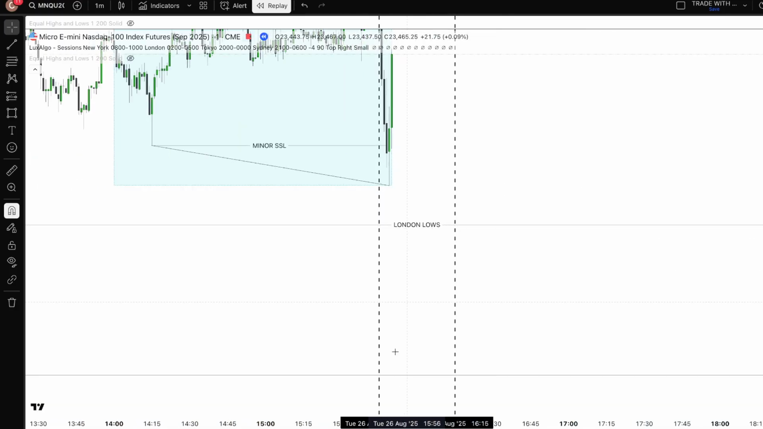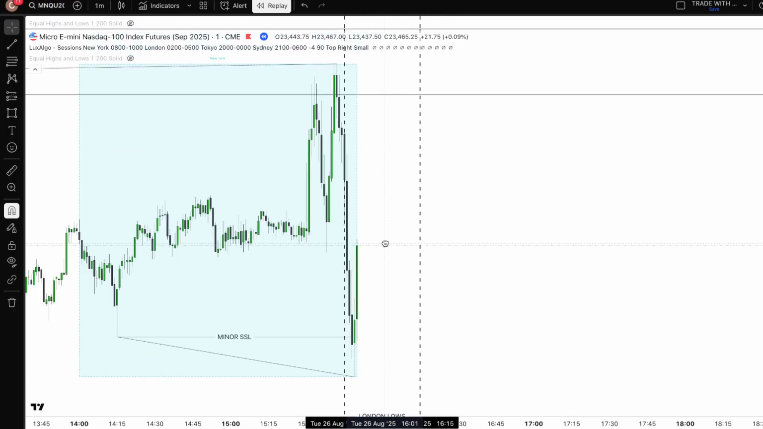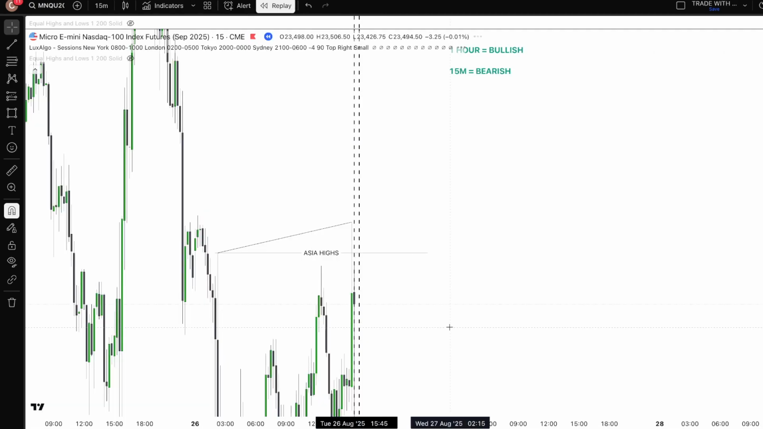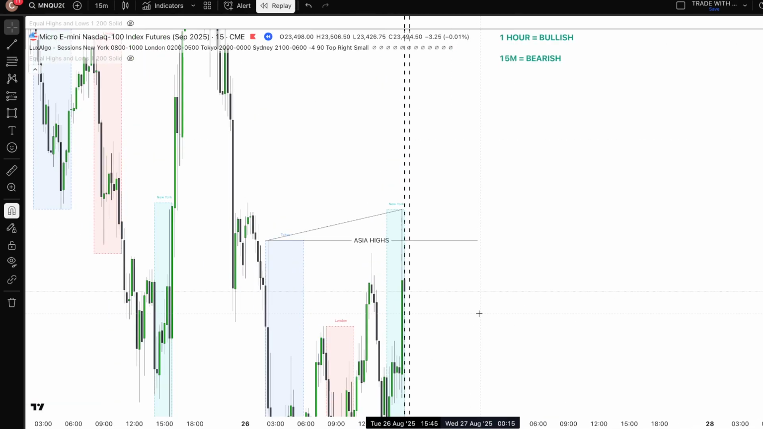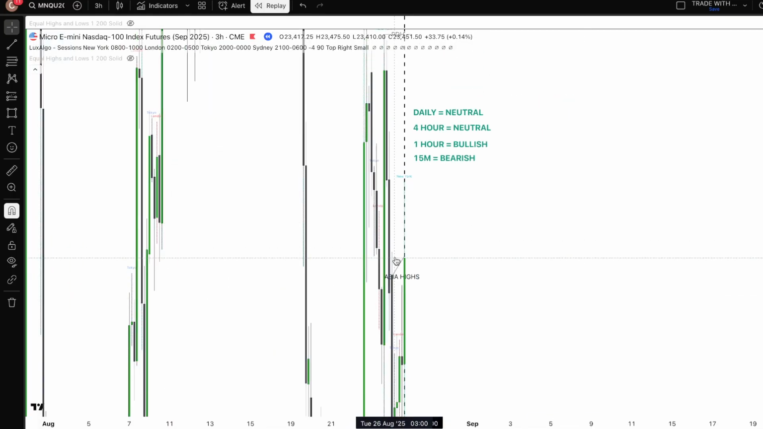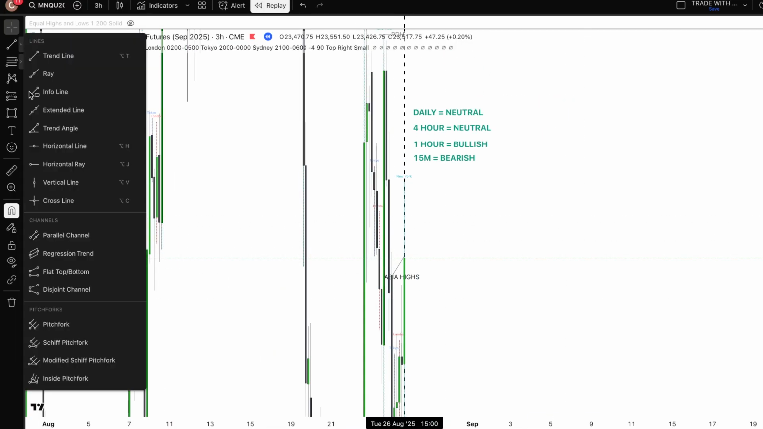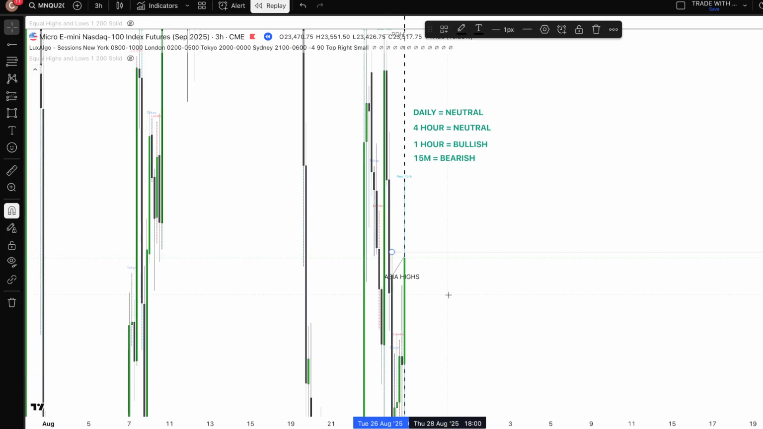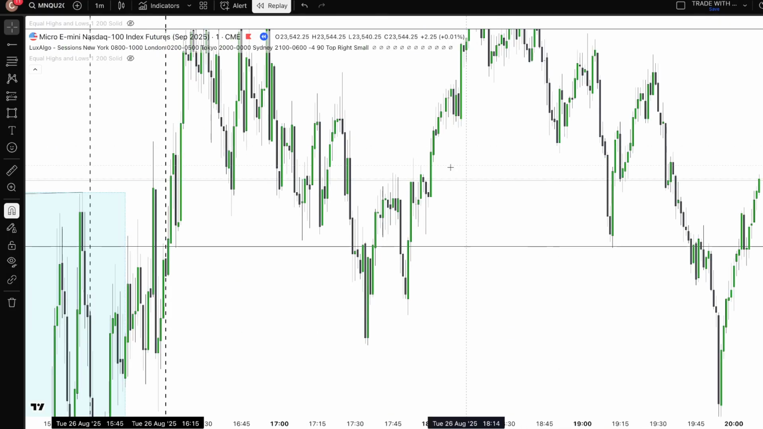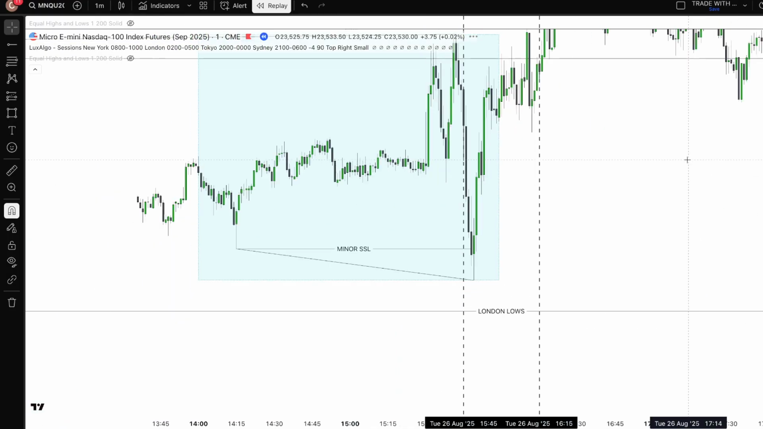Now we had these session lows, but the bias was clear. Alright, we inversed two 15-minute gaps and we're most likely to retrace inside this 3-hour unfilled gap. Okay, so whoa, what happened here?